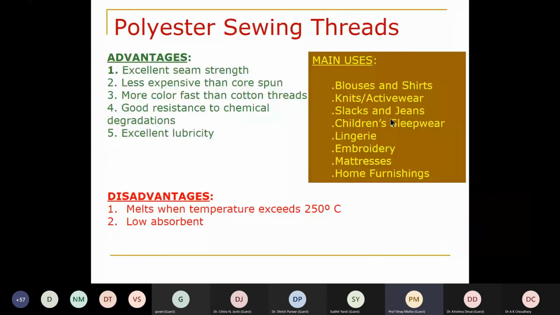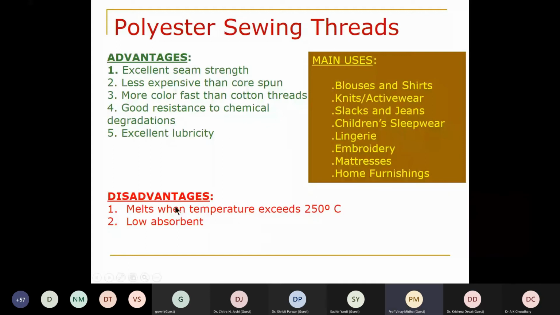Then for the polyester threads, they have excellent strength. So similarly, the seam strength will also be good. They are less expensive than the core spun threads, if we compare them with the core spun threads, and more colorfast than cotton threads. Then they have good resistance to chemical degradation, and they have excellent lubricity. They are smooth by nature, and because of that, the friction coefficient is lower.